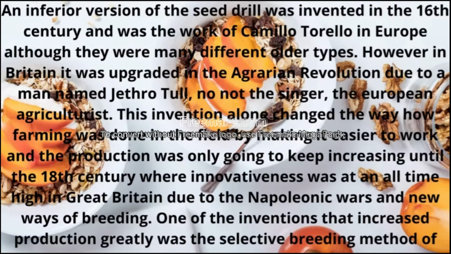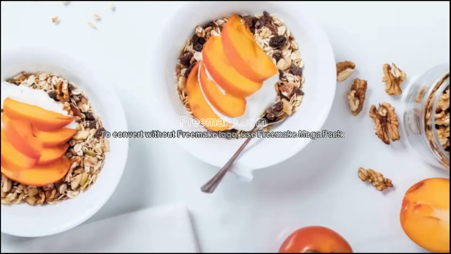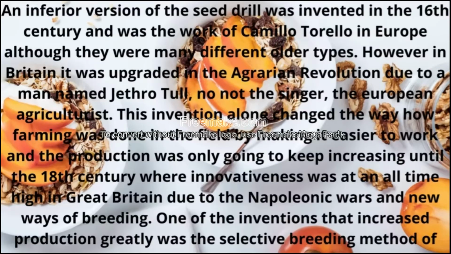An inferior version of the seed drill was invented in the 16th century and was the work of Camillo Torello in Europe, although there were many different older types. However, in Britain it was upgraded in the Agrarian Revolution due to a man named Jethro Tull, no, not the singer, the European inventor. This invention alone changed the way farming was done in the field by making it easy to work, and the production kept increasing until the 18th century, where innovativeness was at an all-time high in Great Britain due to the Napoleonic Wars and new ways of breeding.